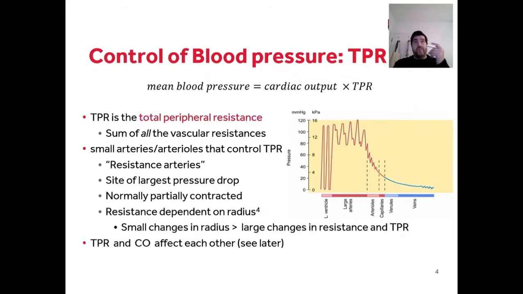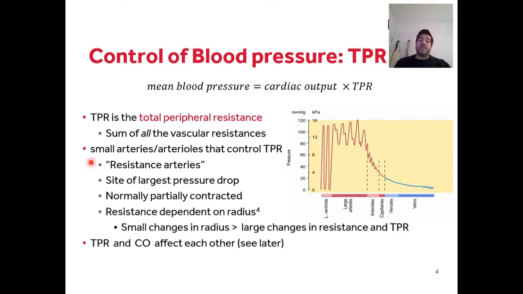Now, I spent a while in part 1 of this lecture talking about total peripheral resistance, but I'm going to talk about it again because the mean blood pressure, as we've mentioned, is the cardiac output as a function of the total peripheral resistance. And total peripheral resistance is the sum of all the vascular resistances, i.e. the sum of the resistance to blood flow of the arteries, the capillaries, and the veins.